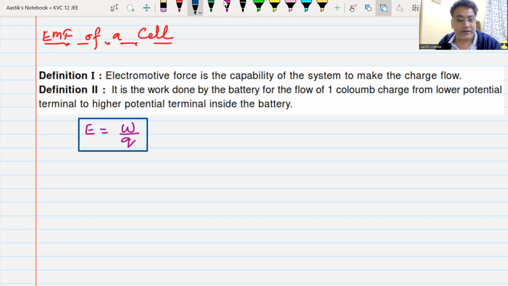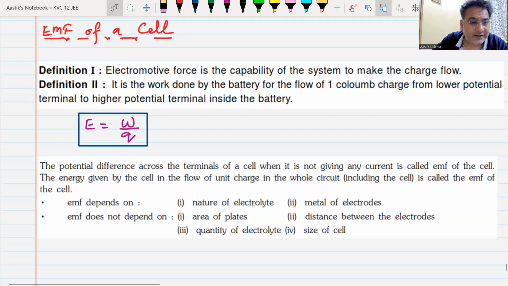You can also write EMF as the potential difference across the terminals of the battery when the battery is in open circuit. Yes or no? Do we remember it? Okay, I'm just giving you a glimpse of it. If you haven't remembered it, because I will be needing this for one of the topics that we are going to do. So that is why I have to go through it once again.